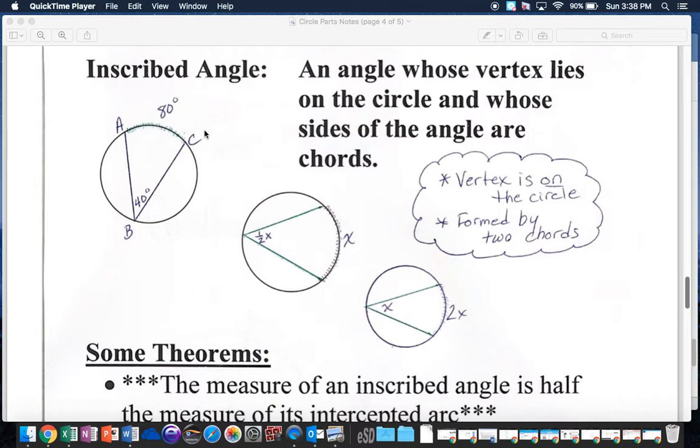Here's the deal, right to the guts of it. If this inscribed angle is 40 degrees, then its intercepted arc is double. 40 makes this 80. 30 makes this 60. 100 would make this 200. So whatever this arc is, the angle is 1/2 of that. So I could say 1/2 x and x, or if the angle's x, then this would be 2x. Or I could say it's in the ratio of 1 to 2, depending on how the wording is.